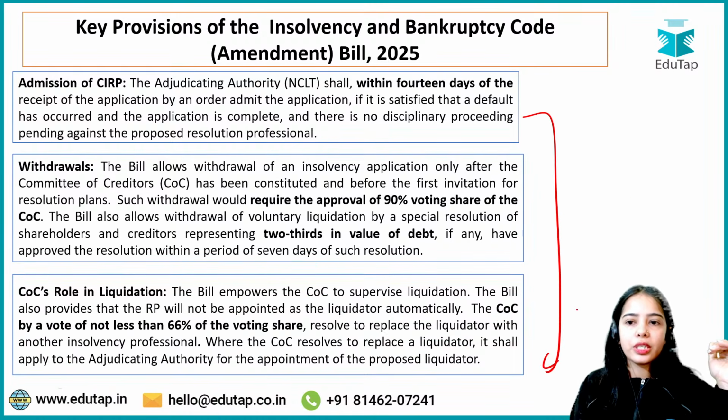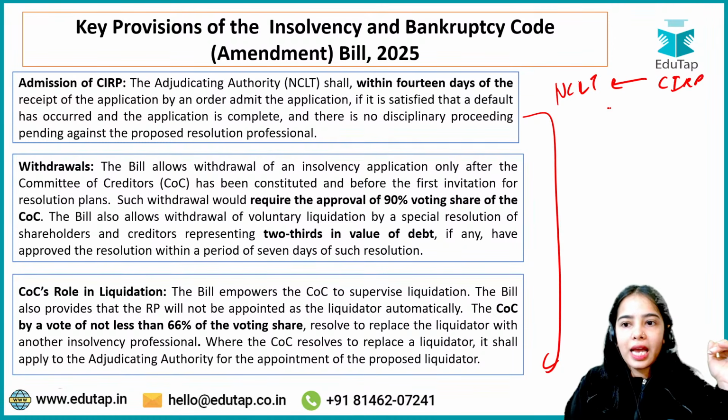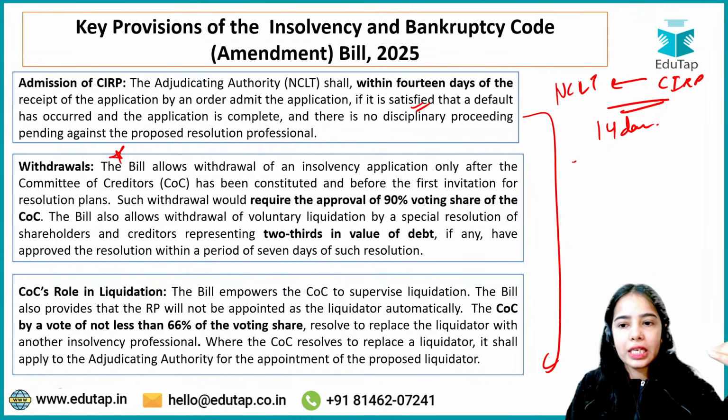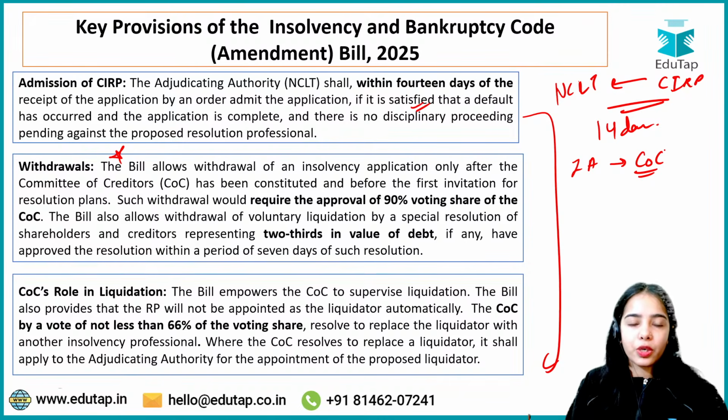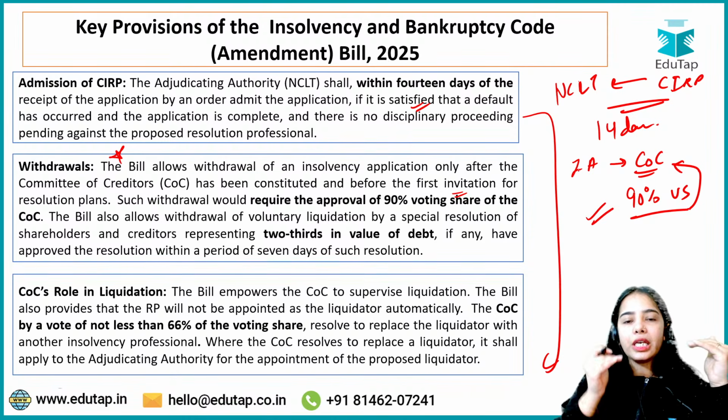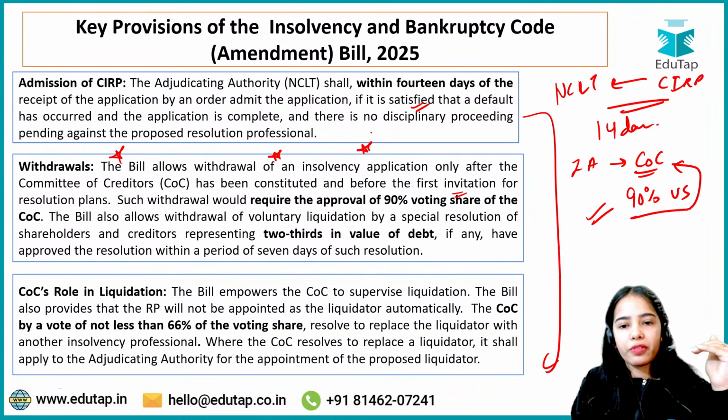So what we have understood is that NCLT, once receiving the application for the CIRP, has to approve it, admit it within 14 days if all the conditions are satisfied. Okay, withdrawals: the bill allows withdrawal of the insolvency application if the committee of creditors has been constituted and it has not received the resolution plan till now. Such withdrawal would require 90% of the voting share of the committee of creditors to approve it.